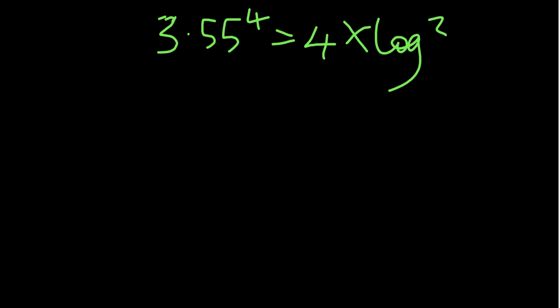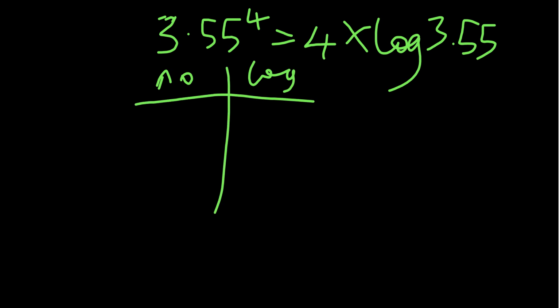3.55 raised to power 4. So this number, you want to get the value of this number. Since this is a power number, you want to multiply it by the power, which is 4 times log 3.55. Okay, so like we always do, you have a table of number and the log. So you write down the number on the left hand side.